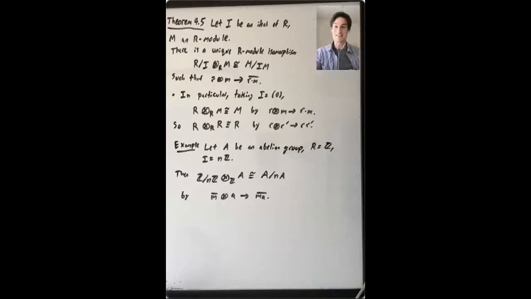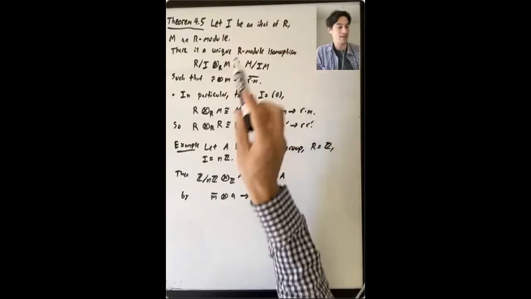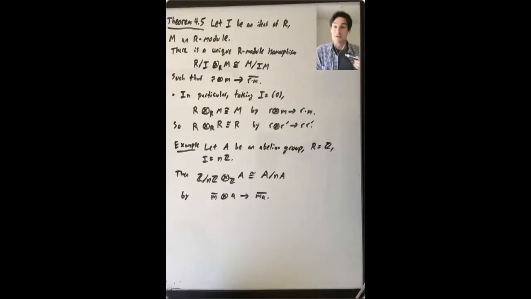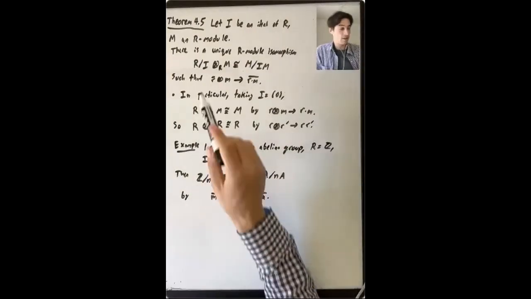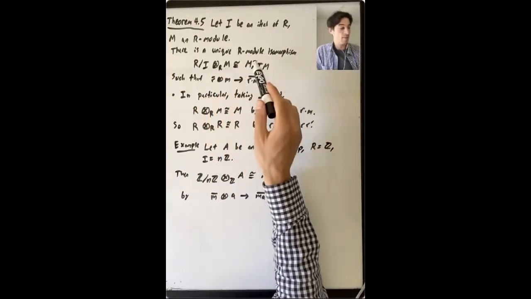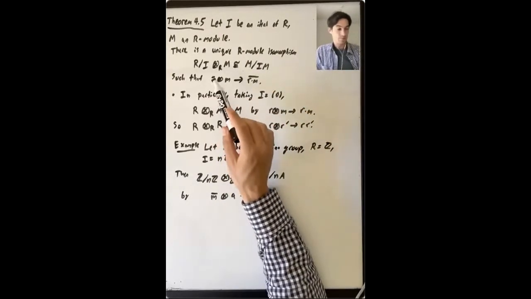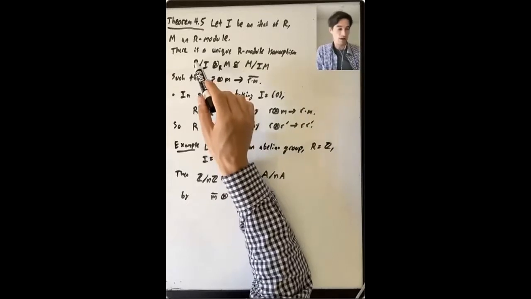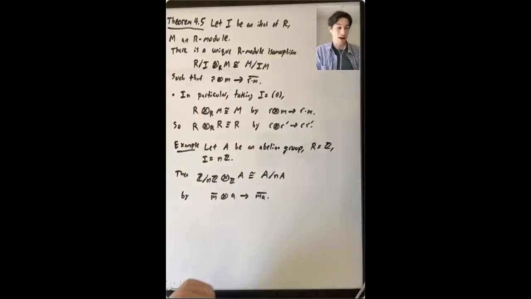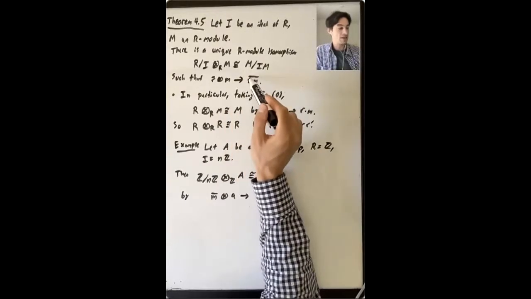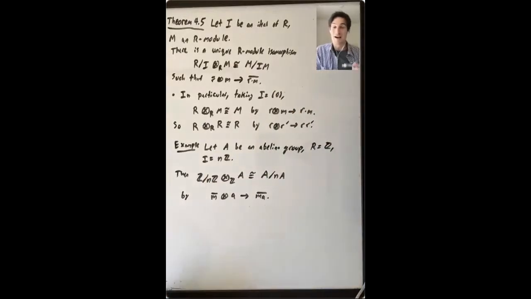We'll next discuss Theorem 4.5 in Conrad's notes. It says, let I be an ideal of R and M an R-module. Then there's a unique R-module isomorphism from R mod I tensor M to M mod IM, such that you take your element little r in R, you reduce mod I, and you get r bar tensor m, which is sent to r times m, and then you reduce mod IM.